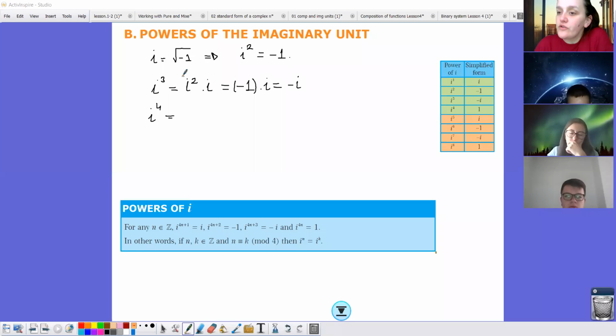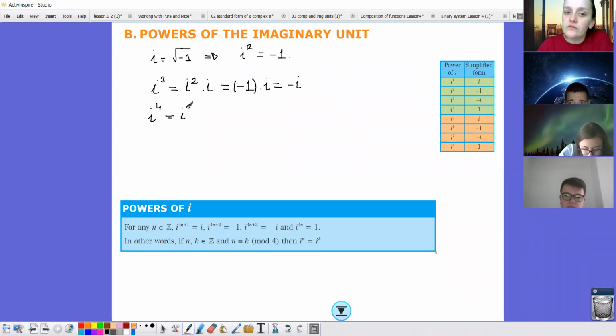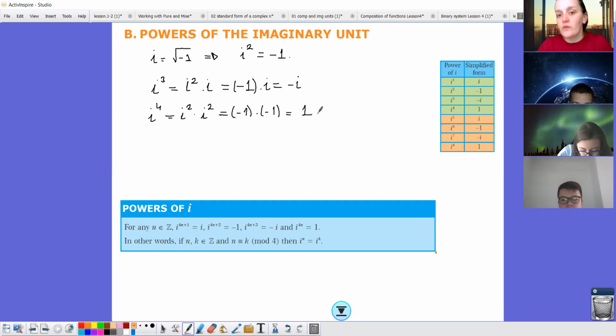You can write i cubed as i squared times i, or we can write i to the power of 4 as i squared times i squared. Both are possible. If I write i squared times i squared, we know i squared is -1, so it will be -1 times -1, which is 1.